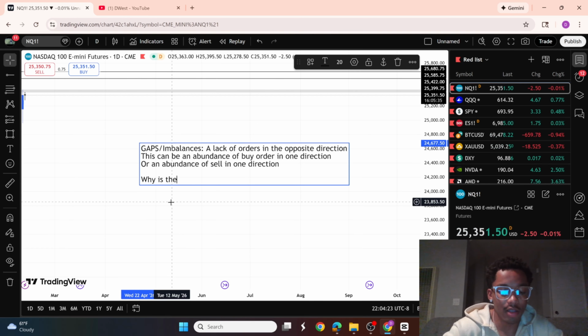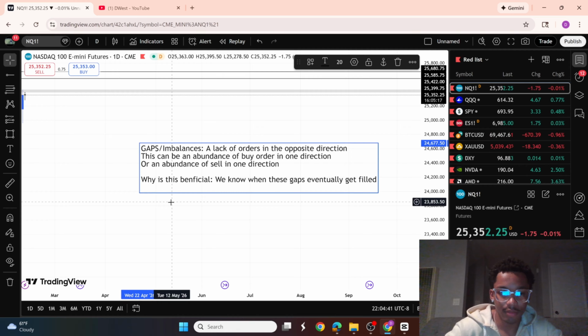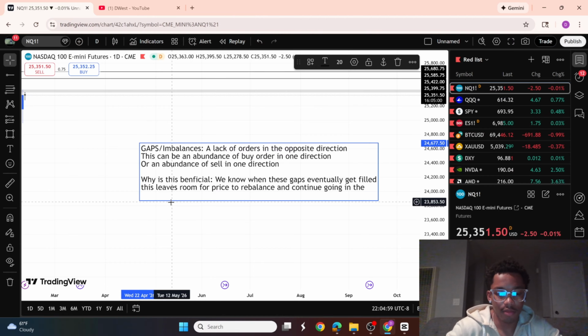Why is this beneficial? Okay, so we know when these gaps eventually get filled, this leaves room for price to rebalance and continue going in the direction it was originally going.